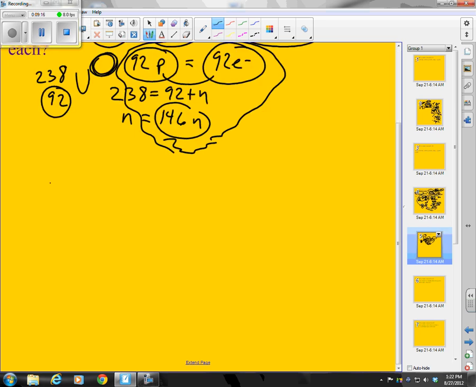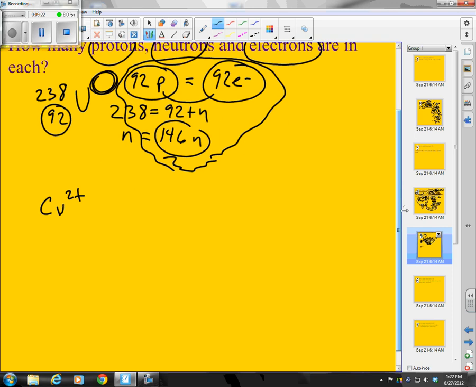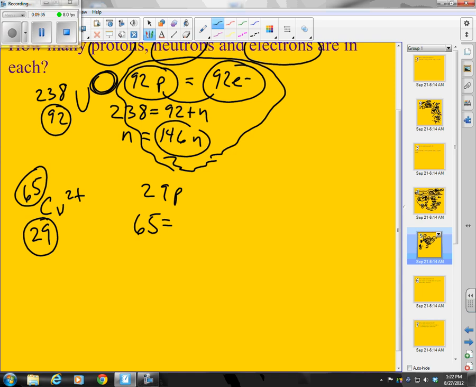Copper. So I have copper 2 plus. What is it? 65, 29. What's this? There's my atomic number. That means I have 29 protons. I have a 65 for my mass number, so 65 is equal to 29 plus N. N is equal to, how about 36? 65 minus 29, 36.